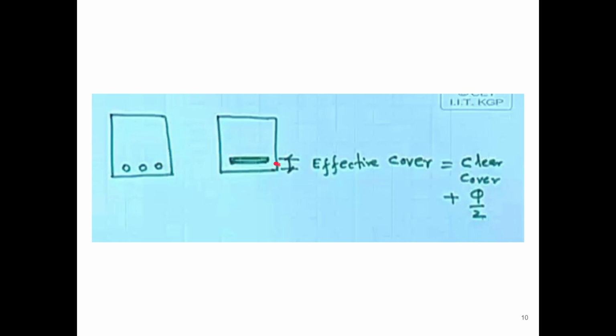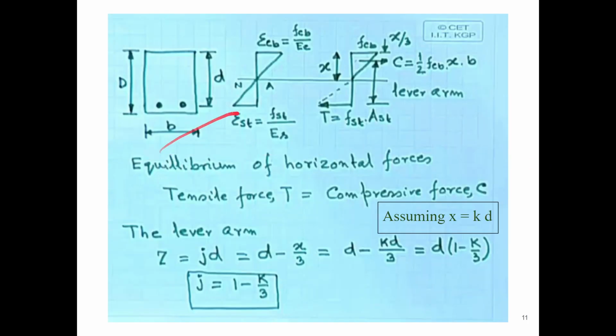So here basically, as we discussed, this is the effective cover, from this portion to the middle of this rectangle. That is the clear cover plus φ/2, where φ is the diameter of the rebar, so half of that distance added to the clear cover gives you the effective cover. And clear cover is also known as the nominal cover. We discussed all those in the last class.